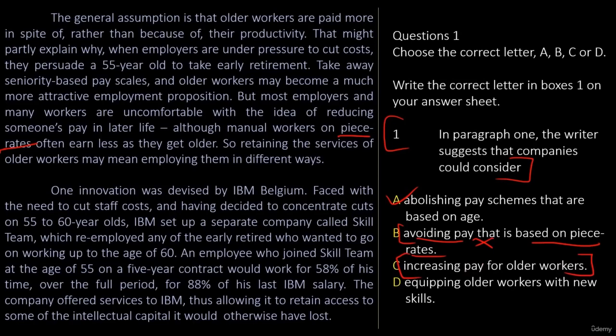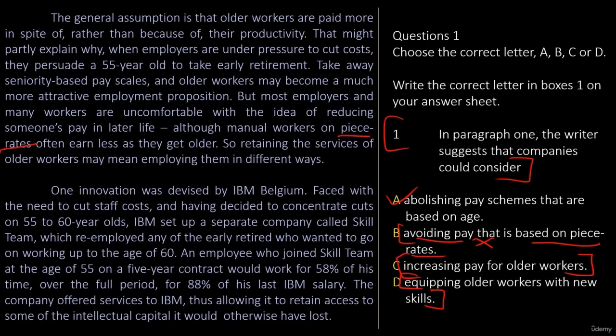Sometimes. Equipping older workers with new skills. We are not equipping them, we are not providing them new skills. We are looking at them in a different way. That means we are employing them. We are looking at them in a different way because we don't want seniority to work. We just want performance-based work. We are trying to remove that part of pay based on age. You see how elimination can help you find the real answer.